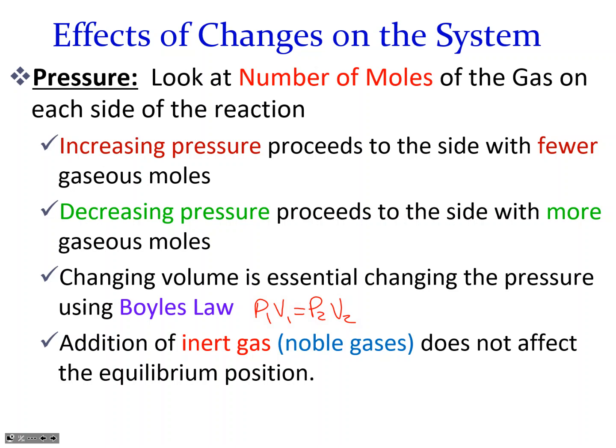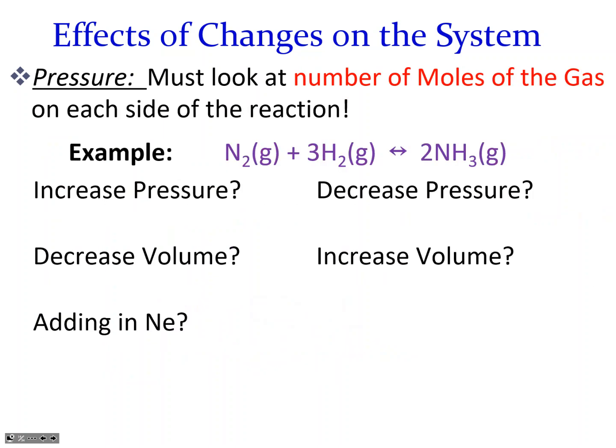The only thing that the addition of the inert gas will do is increase the entire pressure of the system because you have more particles in there. But because it's not reacting with either side, it doesn't affect the equilibrium position. Okay, so count the moles. First, always start with the pressure by counting the moles of gas before you try to answer.